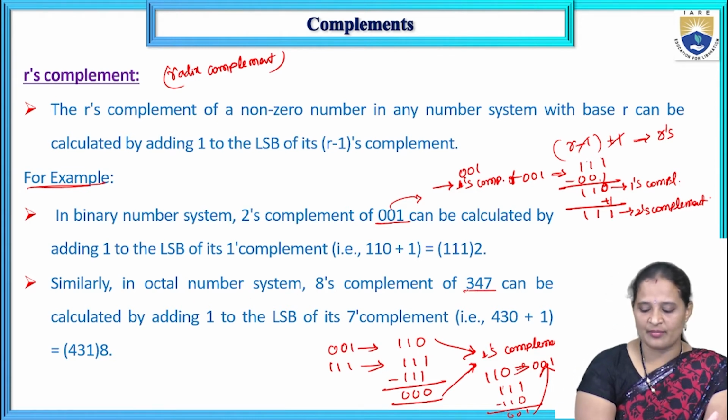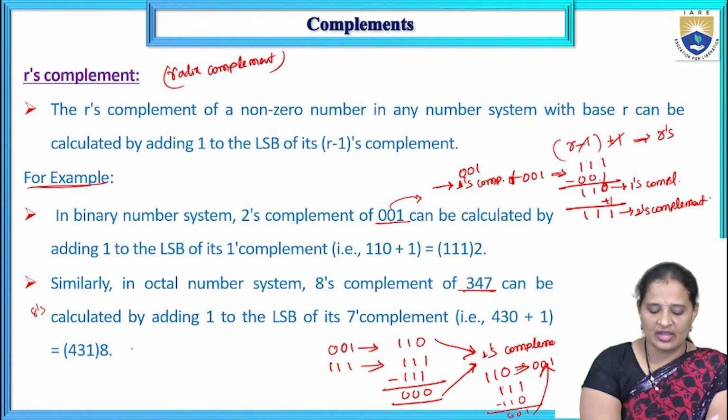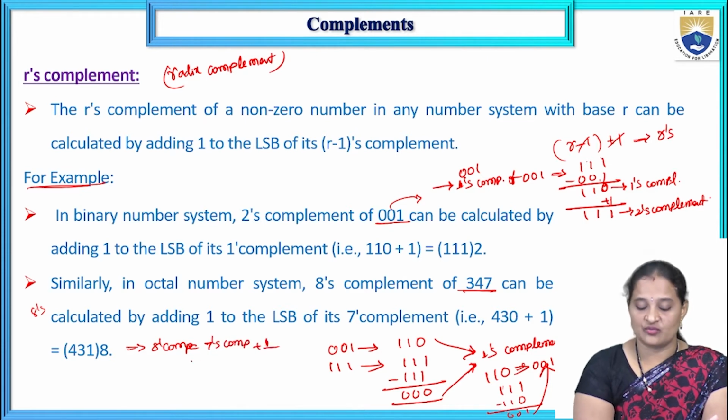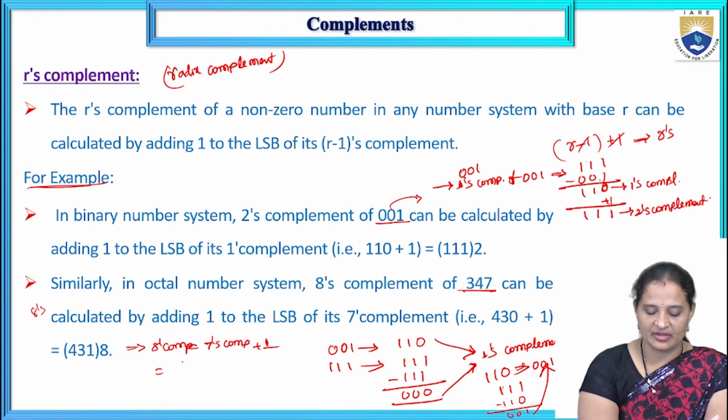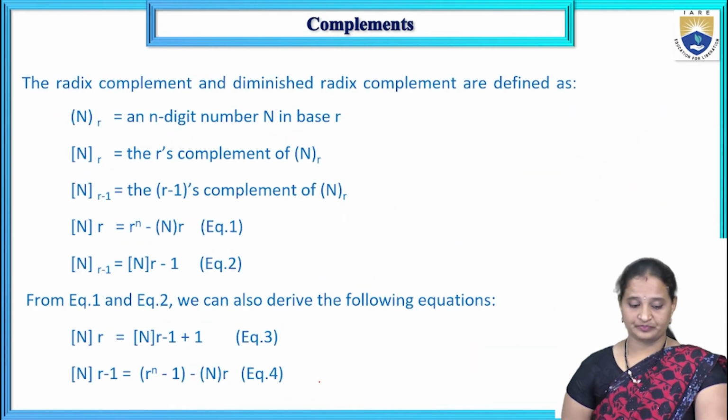Now, I have an octal number 347. Now, I want to get the 8's complement of 347. How to get the 8's complement? 8's complement is equal to 7's complement plus 1, right? So what is the 7's complement of 347? So 7, 7, 7 minus 347. How much will I get? 7 minus 3 is 4, 7 minus 4 is 3, 7 minus 7 is 0. 430 is the 7's complement, right? So 430 plus 1. So how much will I get? 431. This is the 8's complement of the given octal number.